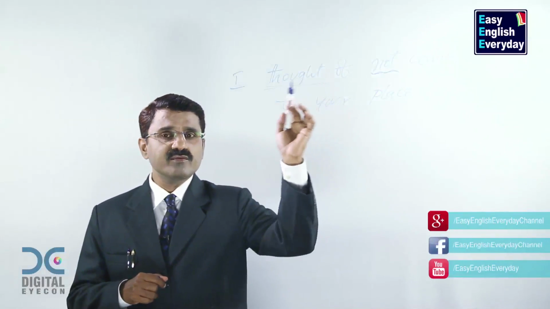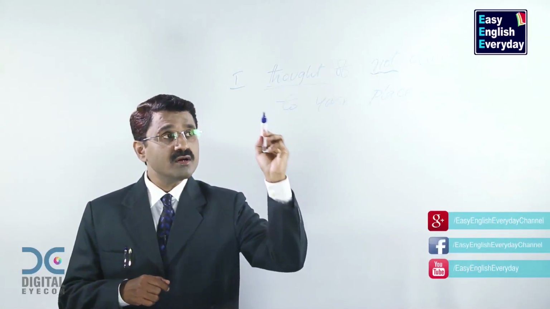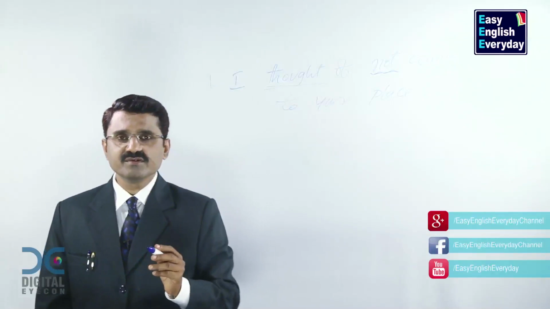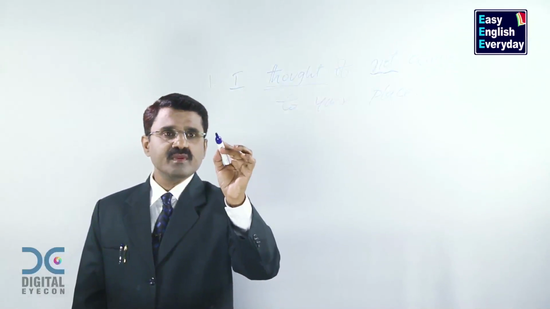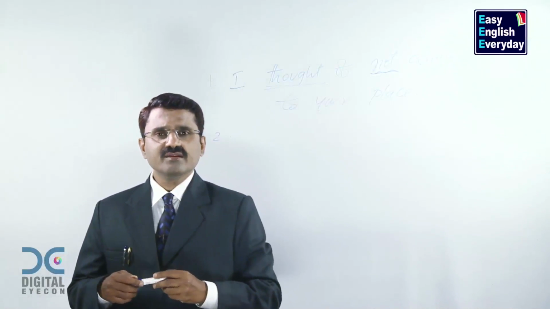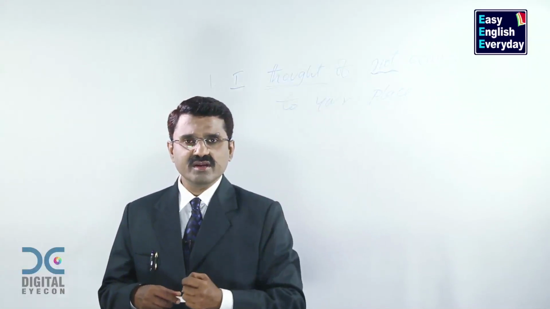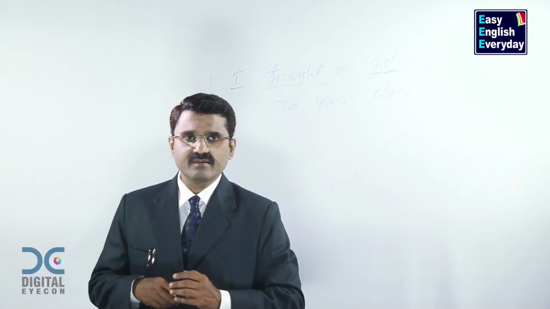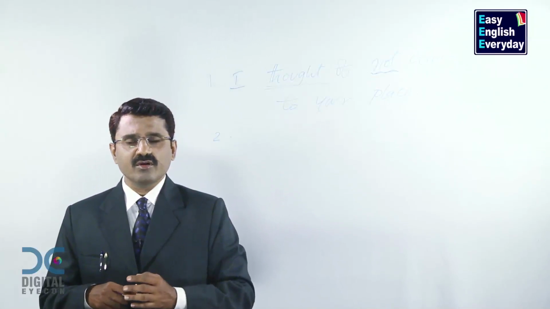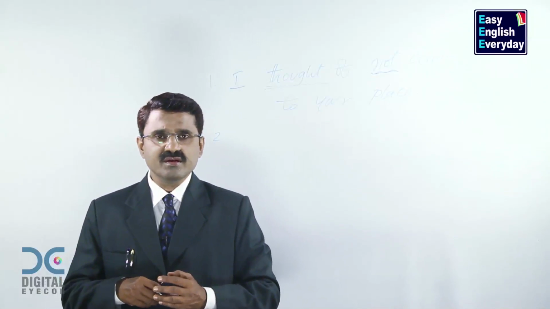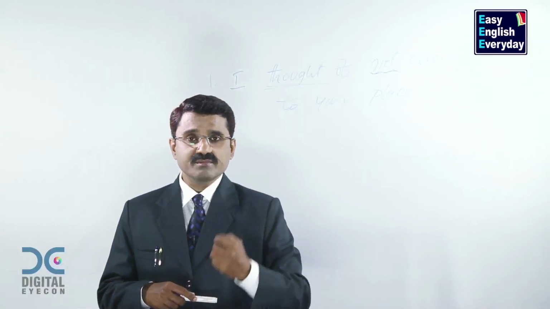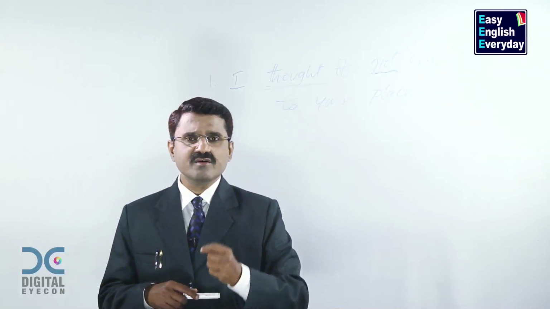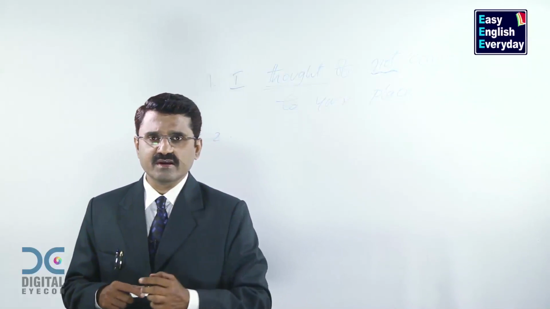I thought of what? Thought of what? Not coming to your place. So this is another way of using the same expression. Like this, we can say, I thought of not inviting all the relatives, but I had to invite them. I thought of not writing the examination, but I had to write because of the force from my parents. I thought of not buying a new cell phone.